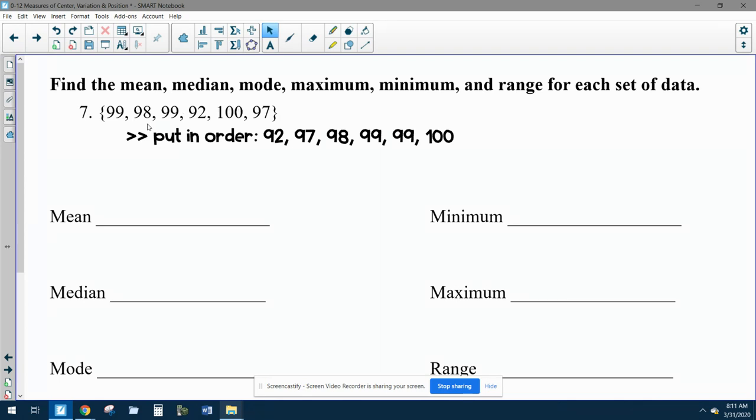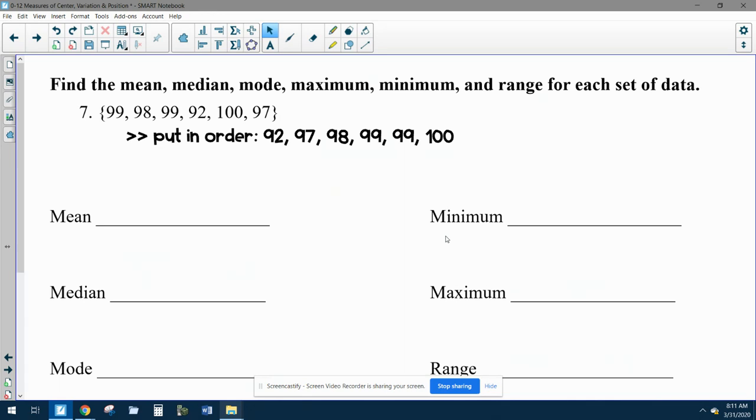I always encourage students to count the number of numbers and make sure you have the same number in your list. It's an easy way to verify you didn't miss anything. So if I have 1, 2, 3, 4, 5, 6 numbers, I should have 1, 2, 3, 4, 5, 6 numbers in my own data set.